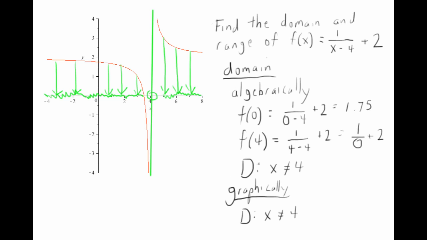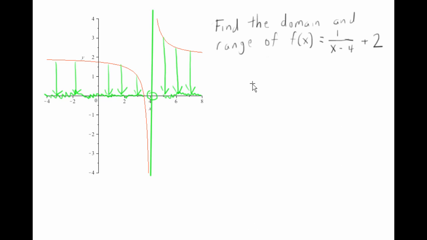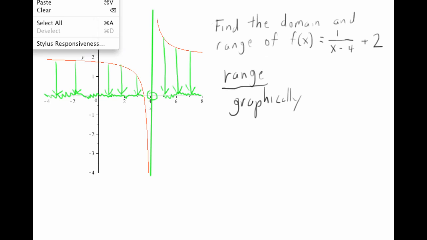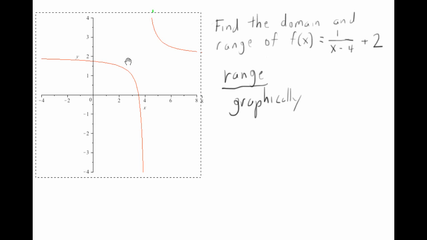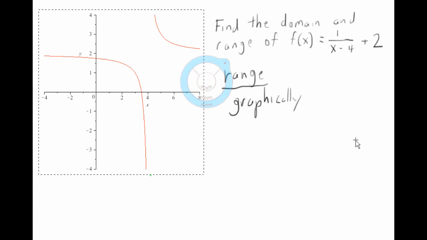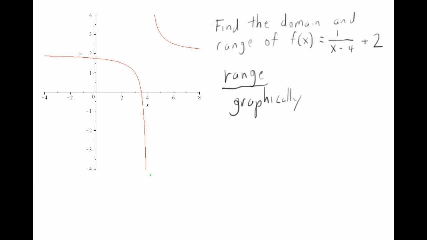Let's talk about range. Now, when we do range, I'll tell you right now that we're only going to talk about range graphically. There are some ways to do it algebraically, but we don't emphasize that in this class. I think I'll put down another copy of our graph so it's nice and clear. With range, we are thinking about what outputs we get. For example, we've already talked about one output, up here at 1.75.